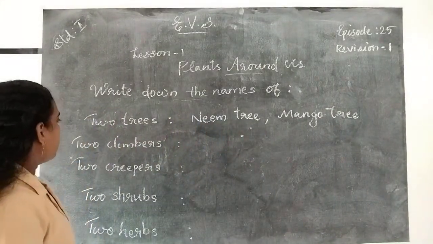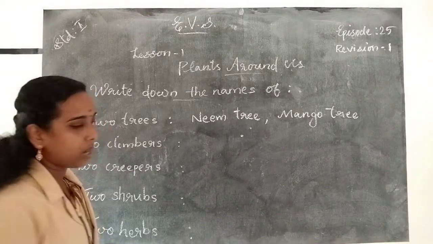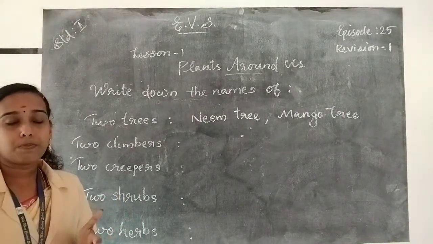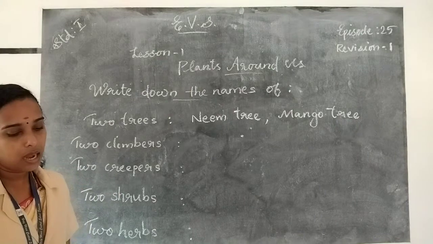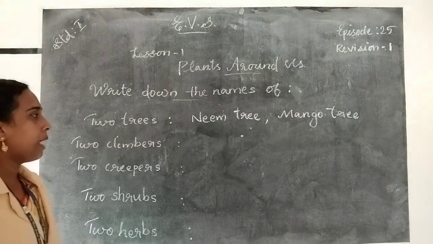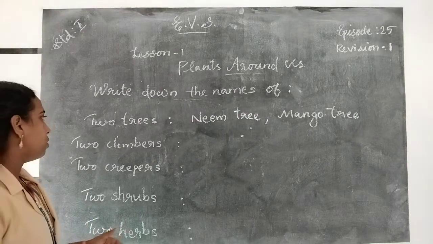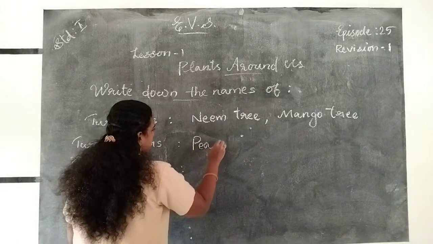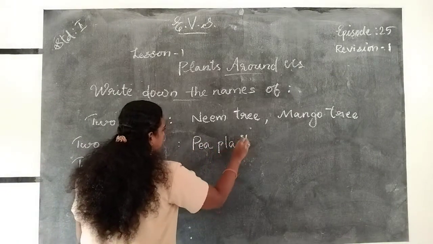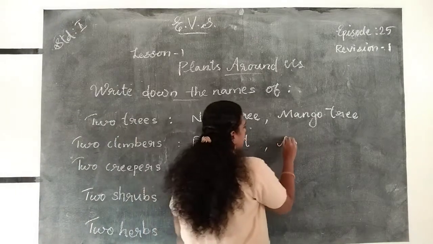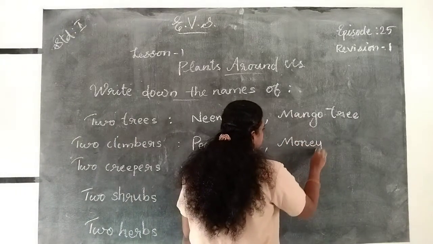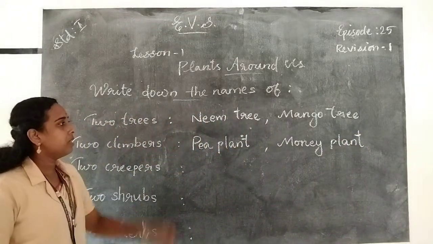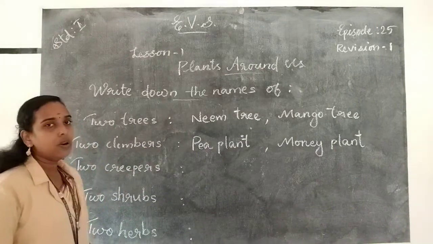Then write the names of any two climbers. Climbers cannot stand on their own, they need support to stand straight. And examples for climbers are pea plant, money plant, grapevine, etc. So write any two climbers. So pea plant and money plant. Pea plant and money plant are the examples for two climbers.